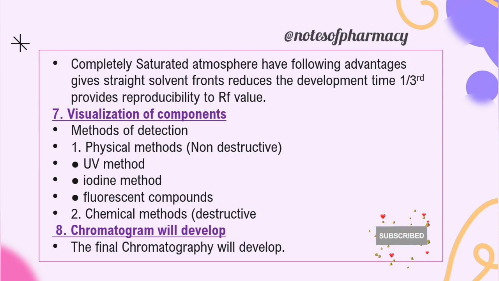Then coming to the seventh one, visualization of components. In this, methods of detection are possible by physical methods and chemical methods. Physical methods are also known as non-destructive. Chemical methods are also known as destructive. In physical methods, UV method, iodine chamber, fluorescent compounds, and radioactive labeled substances are used.